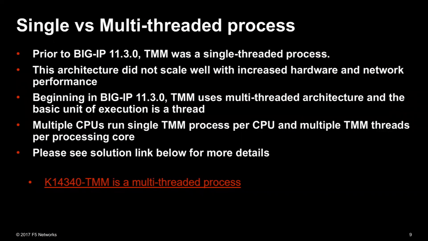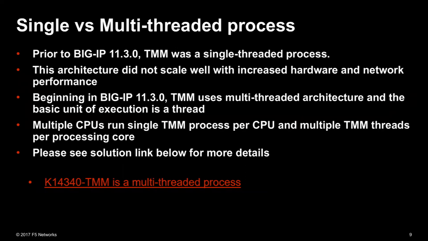So for single versus multi-threaded processes, in versions prior to 11.3, the Tmm was a single-threaded process. This architecture did not scale well when hardware and network performance increased. So beginning in Big IP 11.3.0, the Tmm supports a multi-threaded architecture.